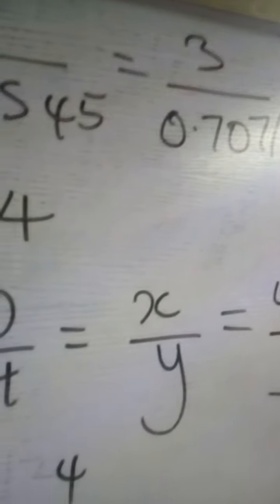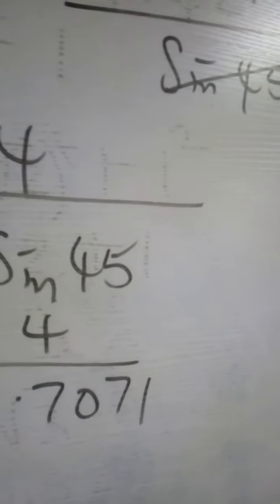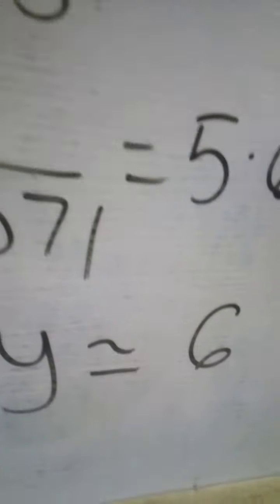You will discover that it was the same thing we got for cos 45. So that means sine 45 and cos 45 are always the same. Just take note of that. Sine 45 and cos 45 are the same. They have the same value. It's only tan 45 that is 1. Okay, so I have to divide 4 by this. So it's going to give me 5.6569. So my y approximately will be 6.